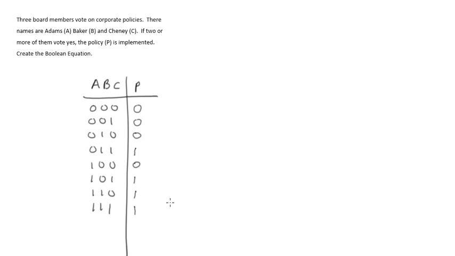The rest of it you already know how to do. You can create a logic equation from a truth table. Let's do it again for practice. P equals all the places where P is true. Well, that happens here, here, here, and here. That means there are going to be four terms in our logic equation.